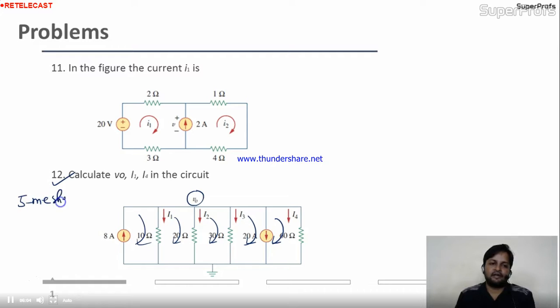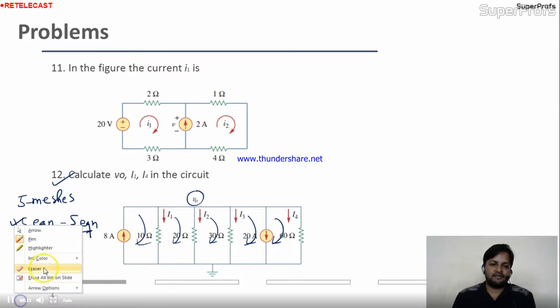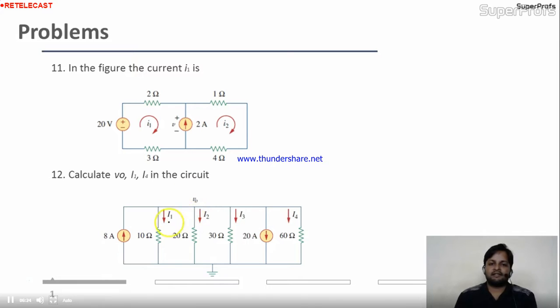5. 5 meshes means 5 equations, means 5 unknowns. So will you solve for this? Even your calculator is not able to solve this equation, and nowadays a calculator is not allowed in the examination. So friends, here nodal analysis will be very easy to apply, and in a few minutes we'll get the answer.